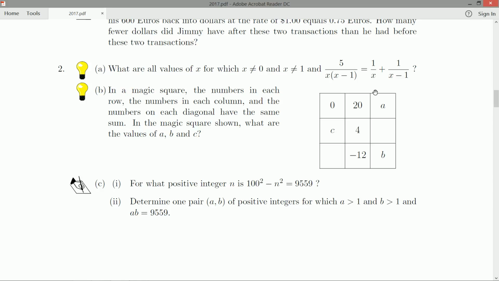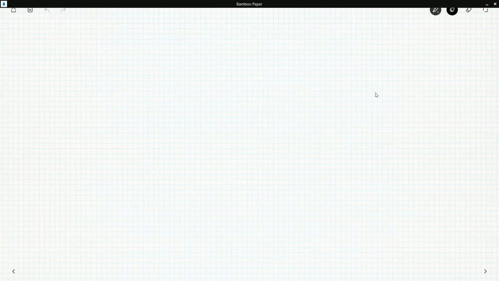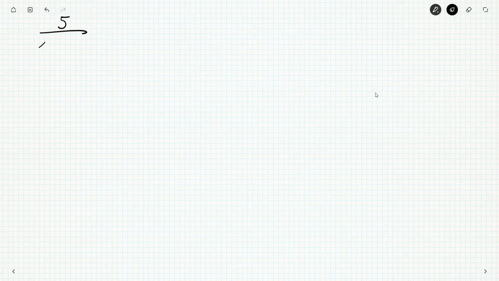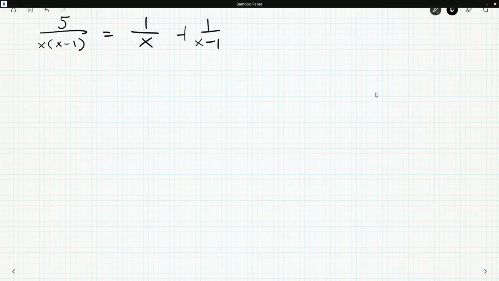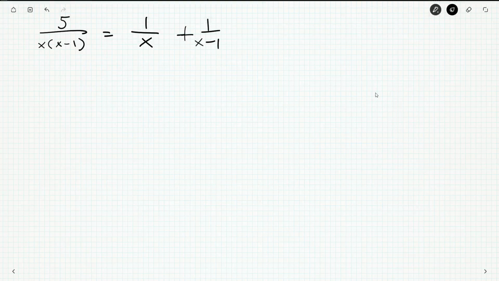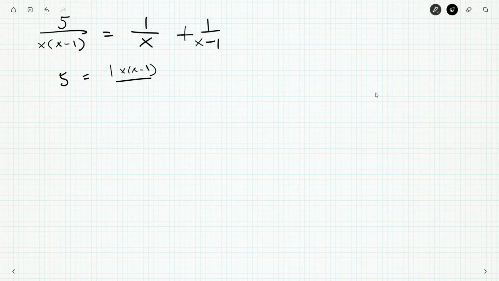Okay. So we'll copy that equation down. 5 over x times x minus 1 equals 1 over x plus 1 over x minus 1. All right. So what can we do? Well, I don't like fractions. A lot of people don't like fractions. So let's get rid of fractions by multiplying both sides by x times x minus 1. So we'll get 5 here, and we'll get 1 times x times x minus 1 over x here, and 1 times x times x minus 1 over x minus 1 here.